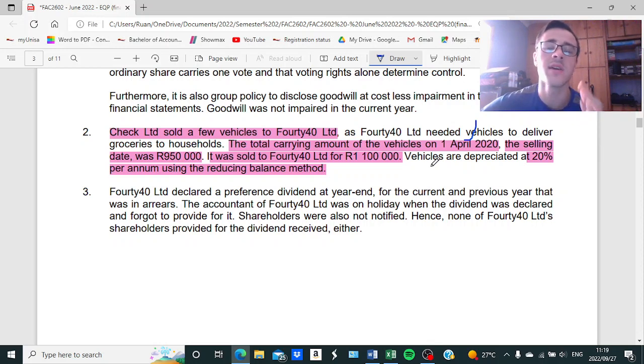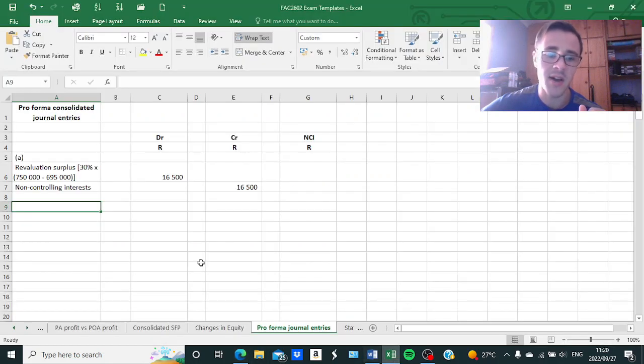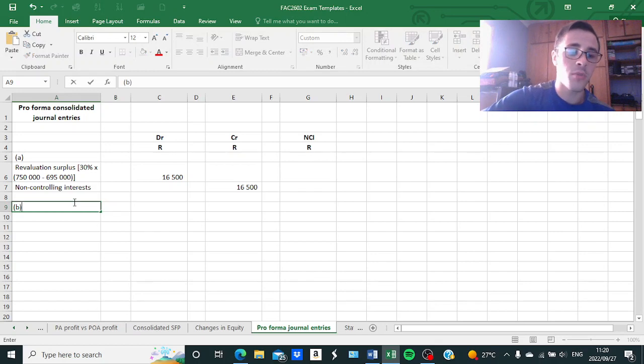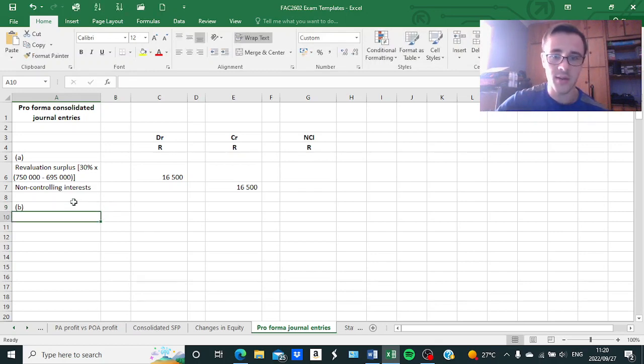And we will not debit profit on sale of machinery or profit on sale of vehicles in this case, because the transaction occurred in a previous period. Therefore, we will make use of retained earnings. Now, as I've said before, remember that the elimination of the profit itself is not required, but I will only show you the journal entry so that you can understand it better.